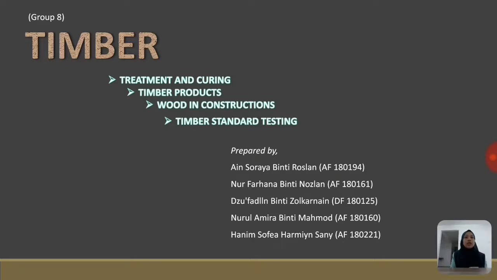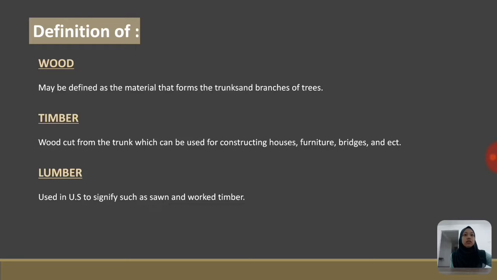Today I will present about timber. So I will explain about the introduction. Definition of wood. Wood can be defined as the material that forms the trunks and branches of trees. Timber is wood cut from the trunk which can be used for constructing houses, furniture, bridges and others. And lumber is totally used in the US to signify sawn and worked timber.